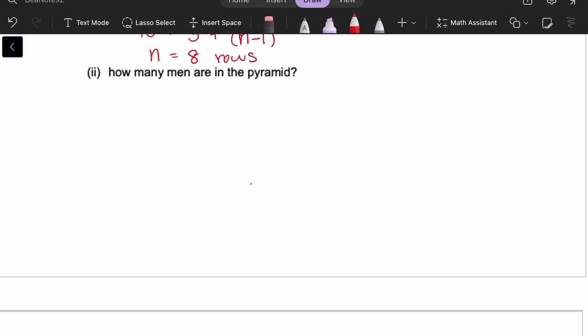How many men are in the pyramid? So when you think of the number of men in a pyramid, it's basically just taking the sum, right? Like the sum of all the different terms in the arithmetic sequence. So I'm going to be applying this formula.